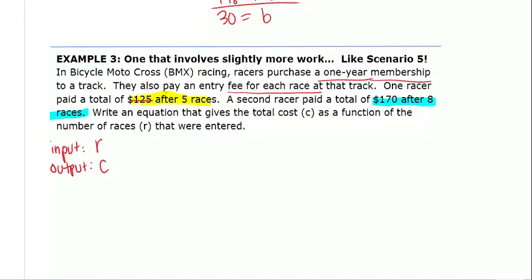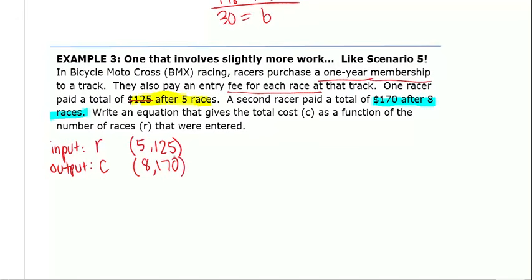The first one's coming from this $125 after 5 races. To write that as an ordered pair, since races is my input, it's going to be 5, 125. And the other information says it's $170 after 8 races. So that's going to be 8, 170.